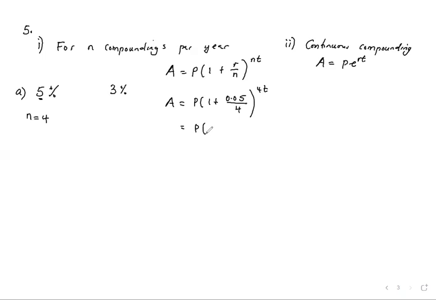This is the same as P. So here you have 0.05 divided by 4. I have used the calculator. So it's 1.0125 to the power 4T. Then the other one, P e^(RT). R is here, so in decimals, again, 3 divided by 100, you get 0.03T. Then you compare.